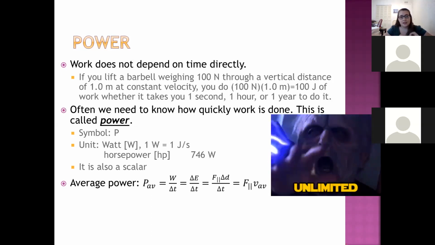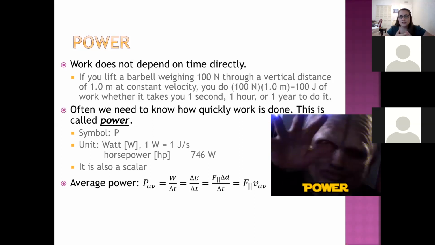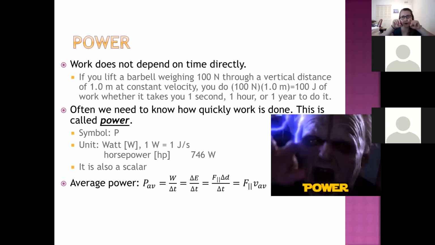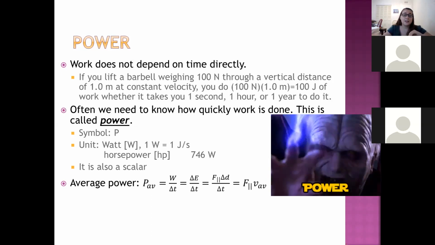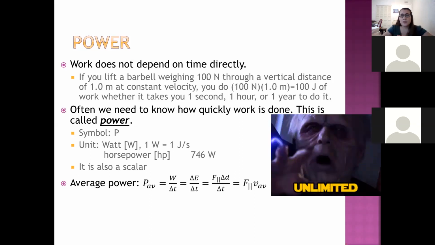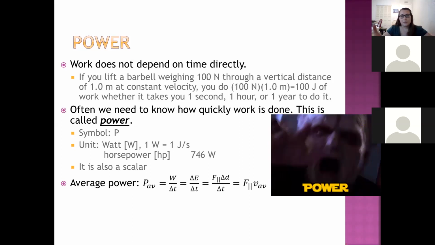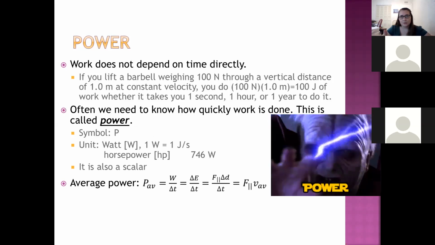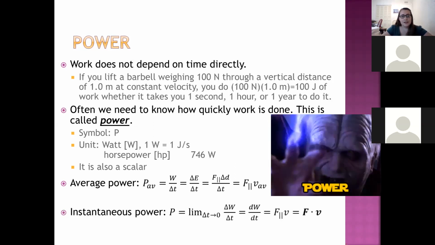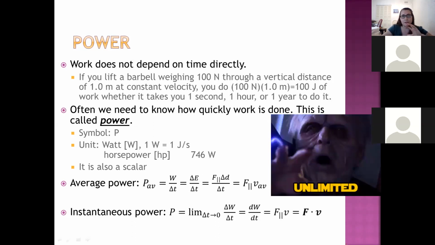So that's delta E over delta T. But we also know that work is our force, the force with the two bars next to it, the parallel force. That's the force that's actually helping in the direction of motion, like we talked about yesterday. So the parallel force times the displacement is the same thing as work. But we also know that our displacement divided by time is velocity. So force times average velocity is also average power.